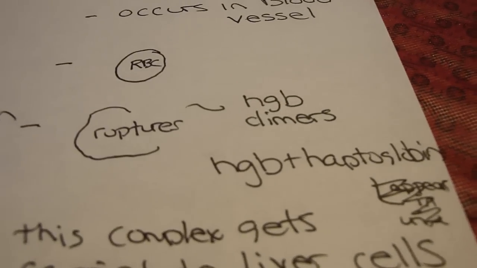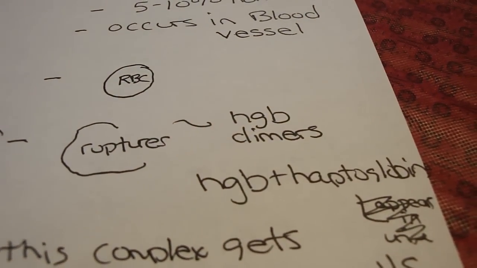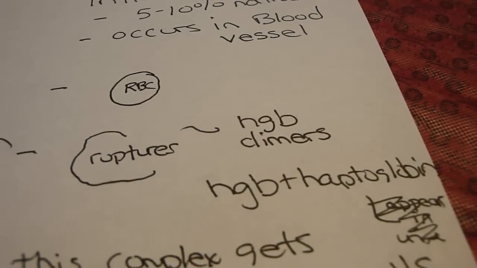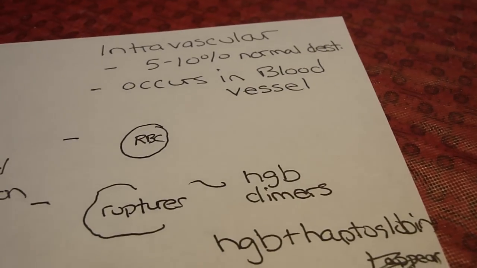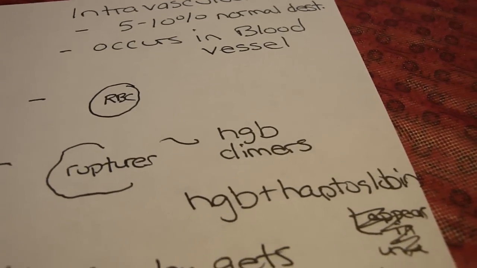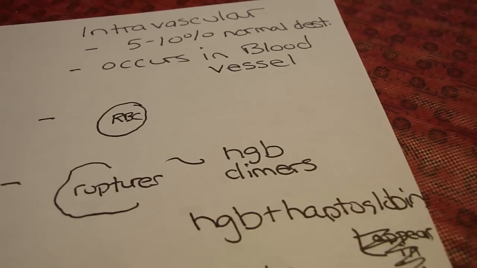I'm not going to spend too much time going into free hemoglobin at this point, but just realize that pathologically, if there's a lot of intravascular hemolysis taking place, this hemoglobin ends up not having enough haptoglobin to take it to the liver, so it can show up in your urine. That's not good.